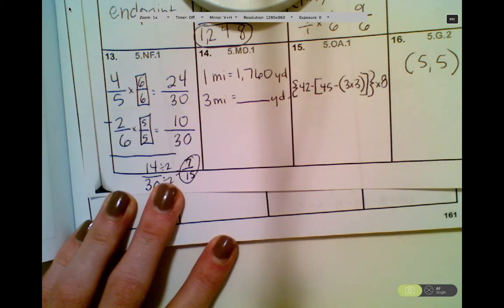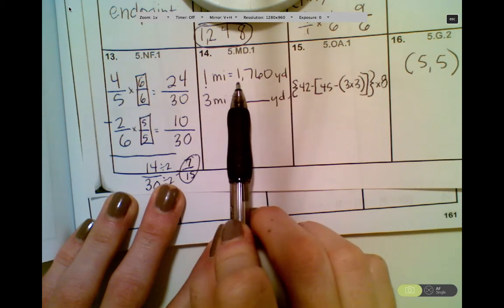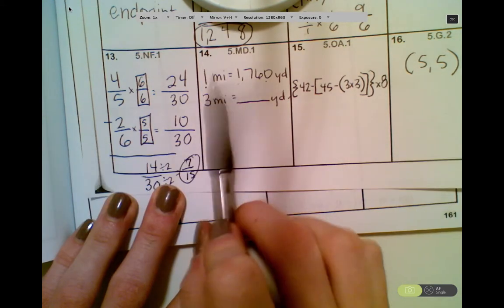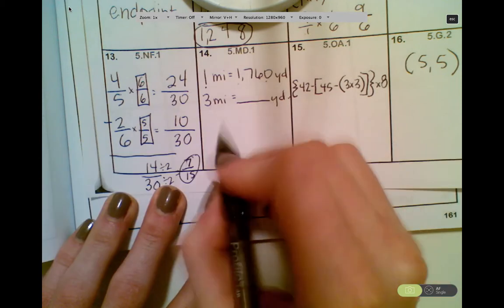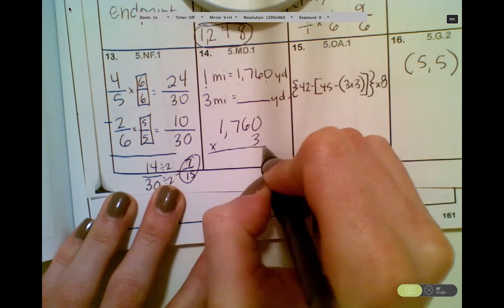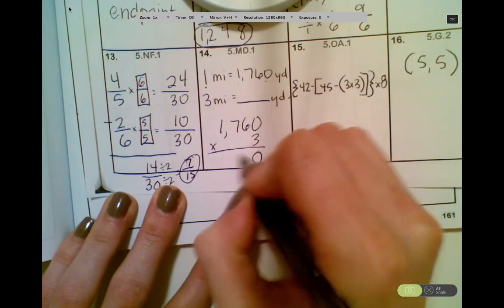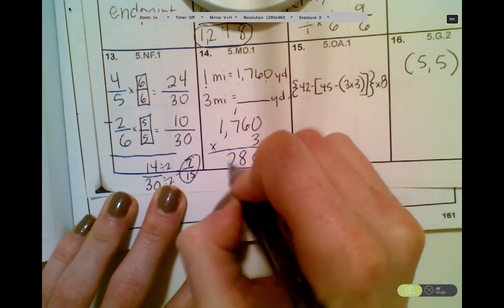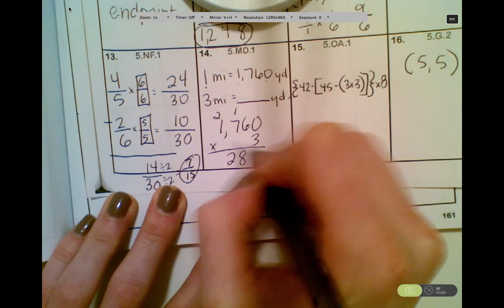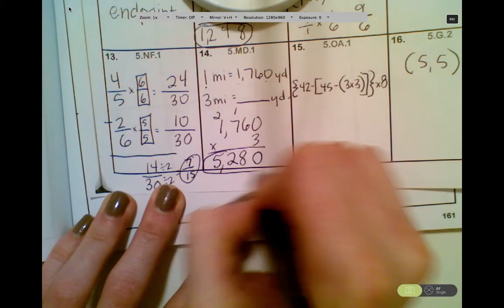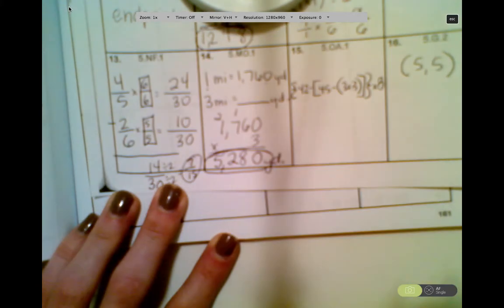Okay, number 14. Skip walked 3 miles with his dog. How many yards did Skip walk with his dog? Well, we all know that 1 mile is 1,760 yards. And we're going from a larger unit to a smaller unit, so we need to multiply. So we'll do 1,760 yards times 3 miles to figure out how many yards are in 3 miles.